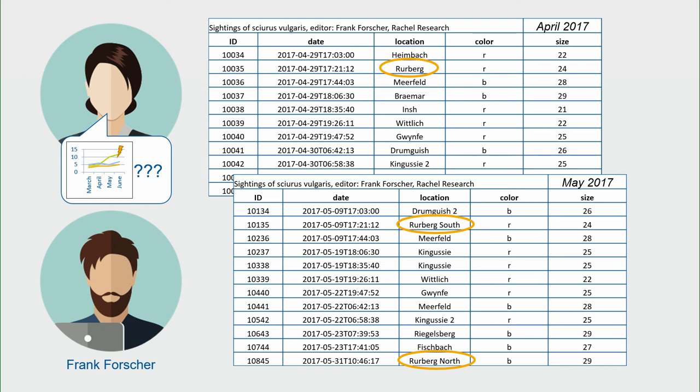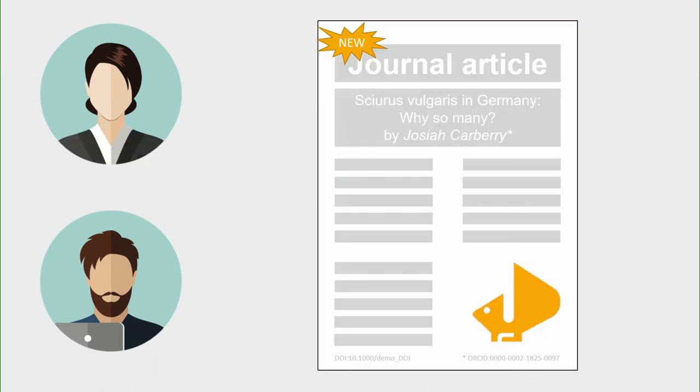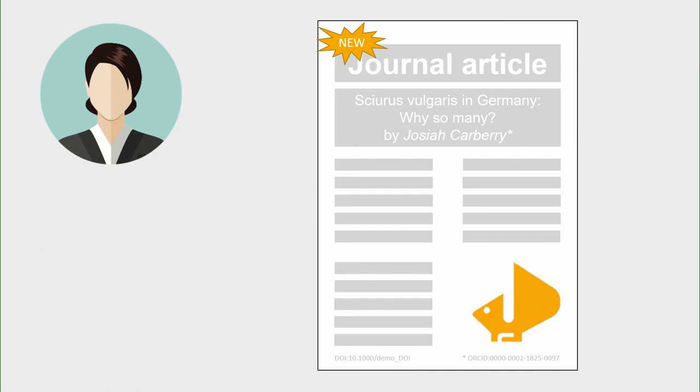In the meantime, the two of them talk about a recent paper that Frank Forscher has on his desk. It fits perfectly well. Squirrels in Germany, why so many? Frank simply mentions the DOI of this journal article to Louise, and she can immediately find the article herself. And indeed, the article is of interest to her. But much more interesting is, who is Joshua Carberry? Could that be a potential collaborator?